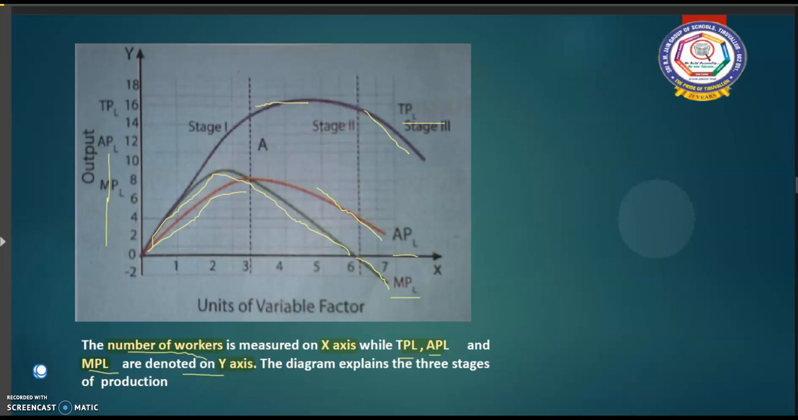Children, today we discussed about law of variable proportions and 3 stages of production.